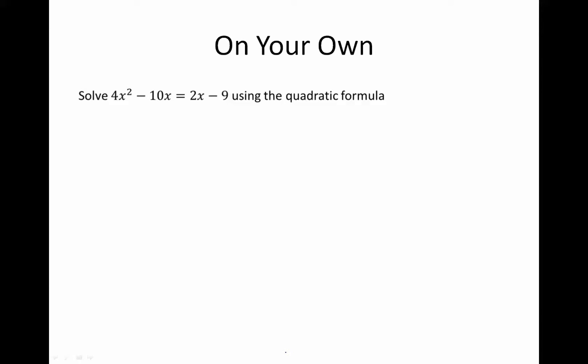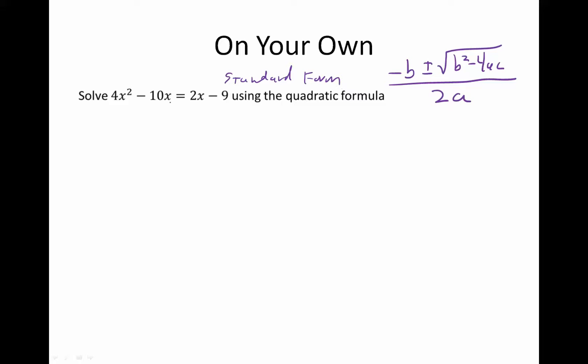We've got this problem here, solved using the quadratic formula, which, by the way, is negative b plus or minus the square root of b squared minus 4ac, all over 2a. Before I can plug into this formula, though, I need this to be in standard form. So I'm going to go ahead and do some algebraic solving.